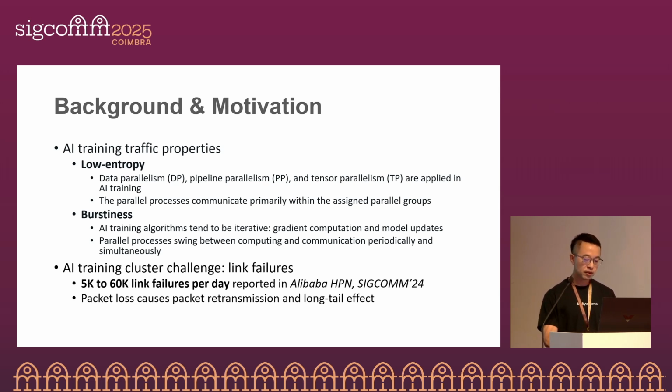Other than the two properties, there's a challenge commonly observed in AI training clusters, which is link failure. As pointed out by the SIGCOMM'25 paper from Alibaba, HPN, 5K to 60K link failures per day were observed in their production AI training cluster. Packet loss will cause packet retransmission, which exacerbates the long tail effects and slows down the overall AI training process.